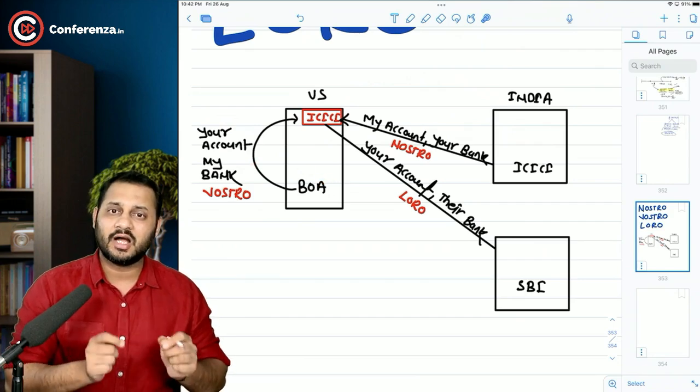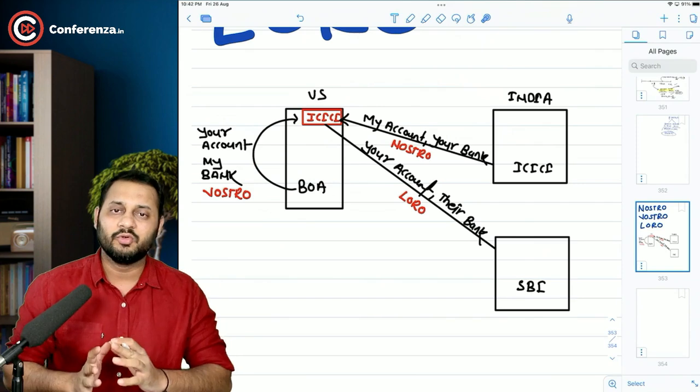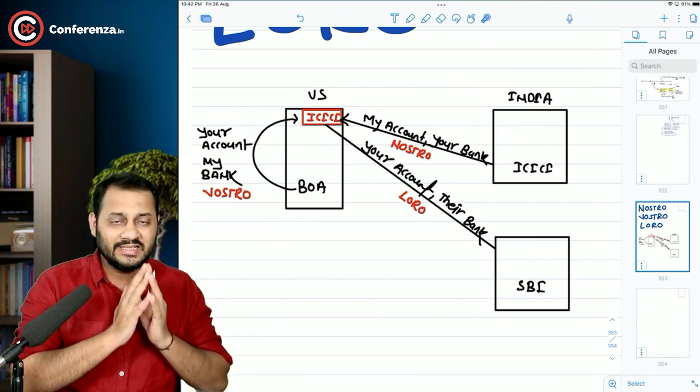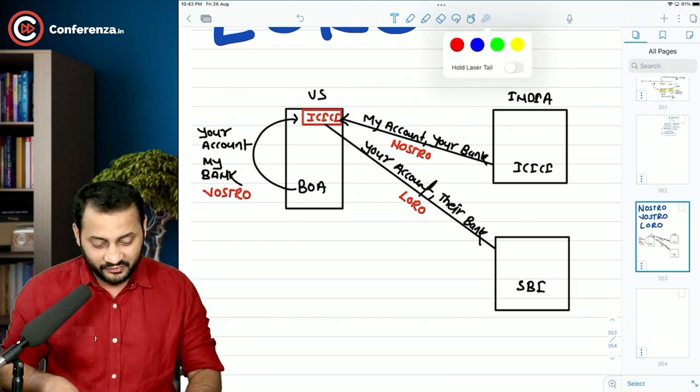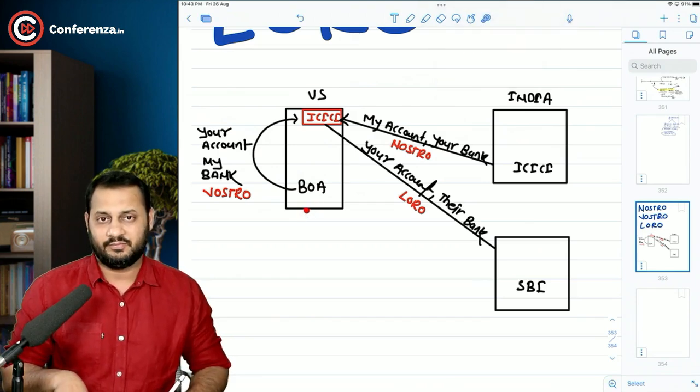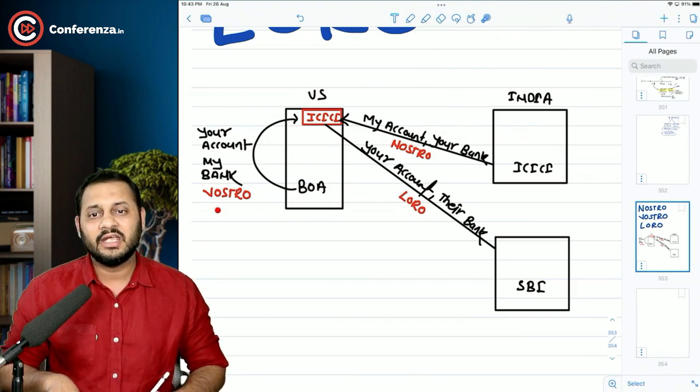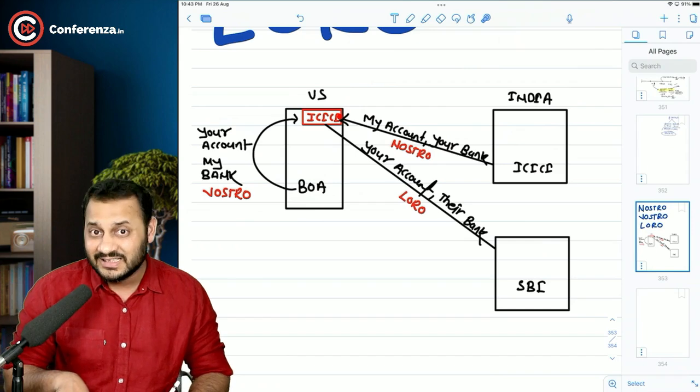So the same account can be nostro, can be vostro and can be loro. So these three are not different accounts. The difference is the party, the entity. If you change the entity, the name will change, the account will remain the same.